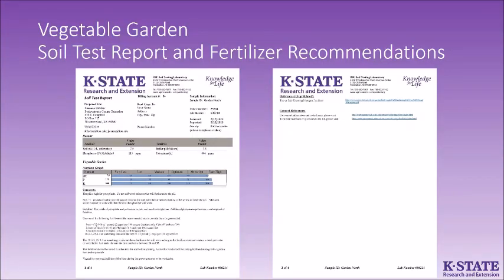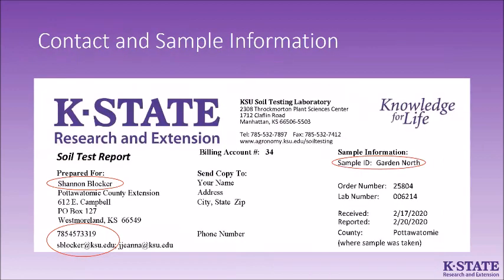Here is an example of a soil test report for a vegetable garden. Next, I will break down each section to highlight the information that is included. The most important piece of information in this section is the sample ID. In this case, the homeowner named this sample Garden North.